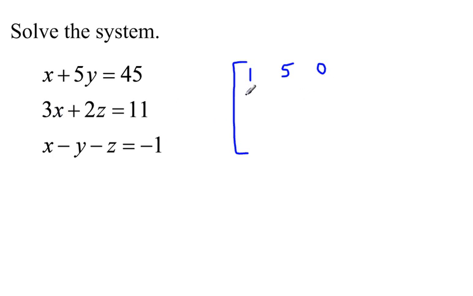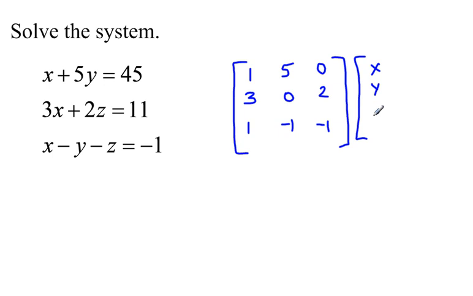I go to this next one. In front of x, I have a 3. There is no y, so that's going to be a 0. In front of z, I have 2. And then in this next one, in front of x, there's a 1. In front of y, there's a negative 1. In front of z, there's a negative 1. And then we again take this times x, y, z equals, and we have 45, 11, negative 1.